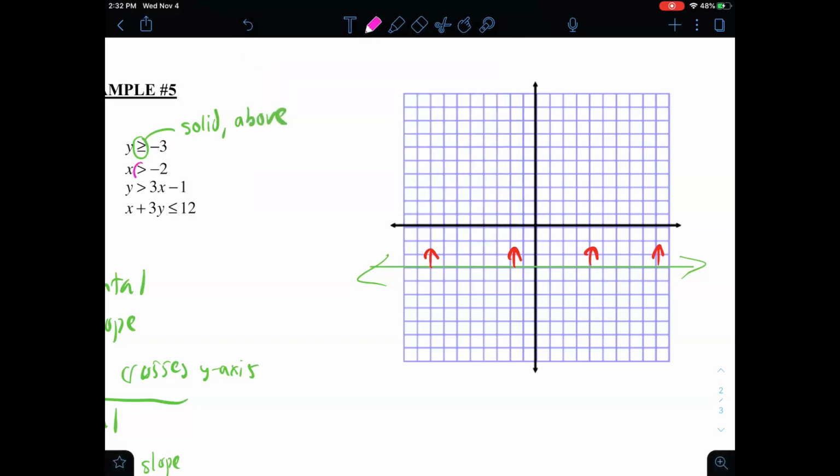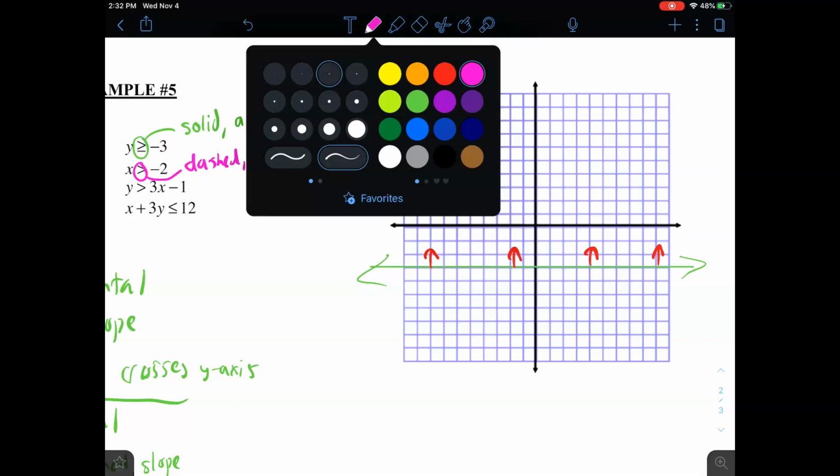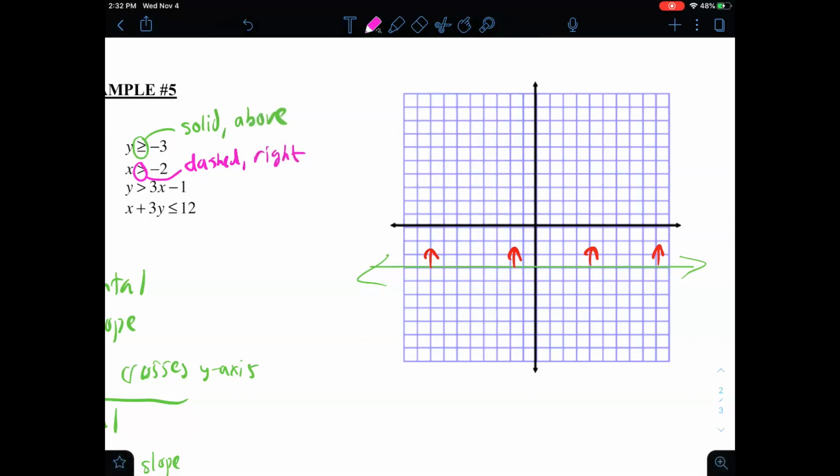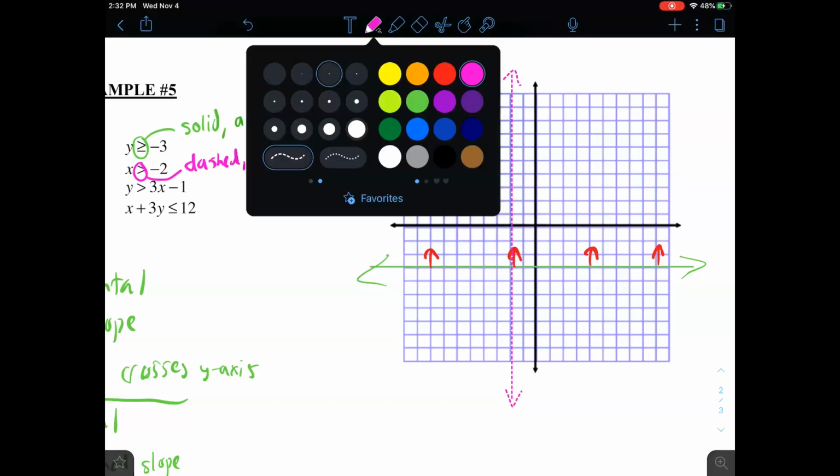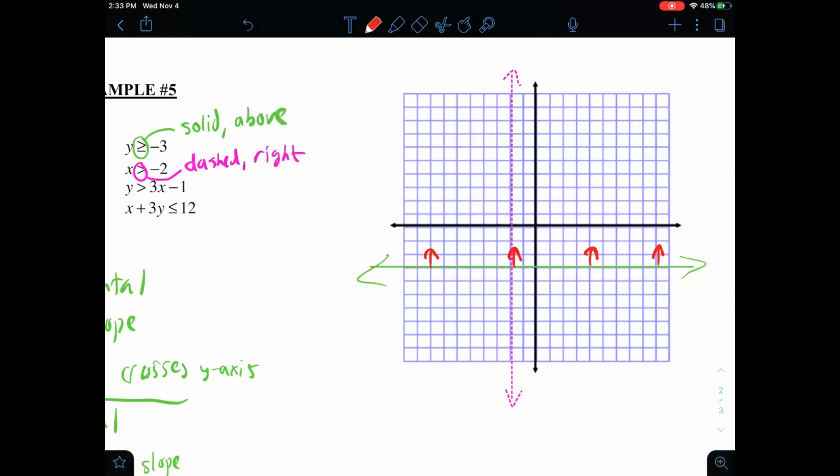Then we have x is greater than -2. That's a dashed line. Since x equals a number is a vertical line, it's going to be shaded to the right. So we're doing a dashed line through -2, and we're going to draw little arrows to the right. We're going to stop where they overlap. We're not going to continue down here because we already know it's above the green line, right?